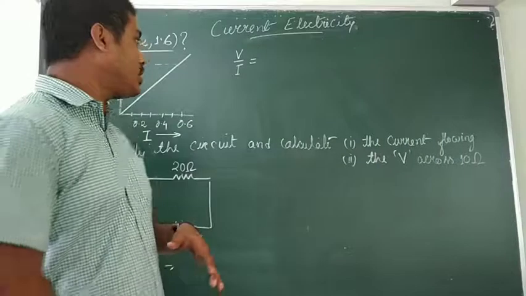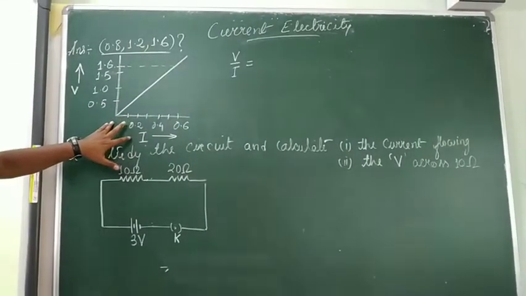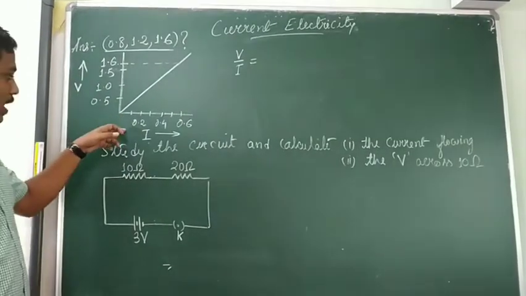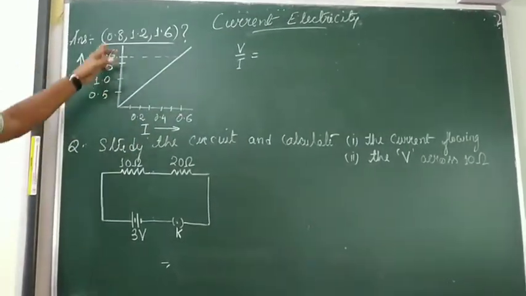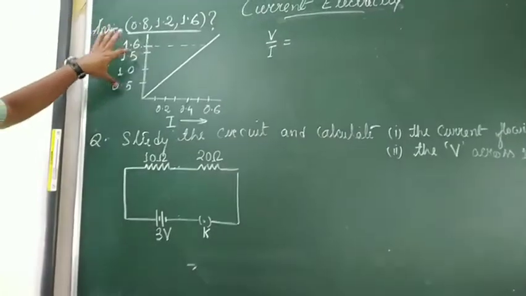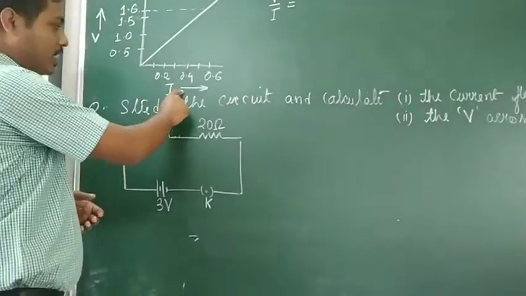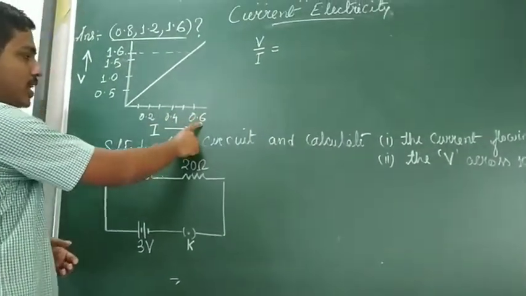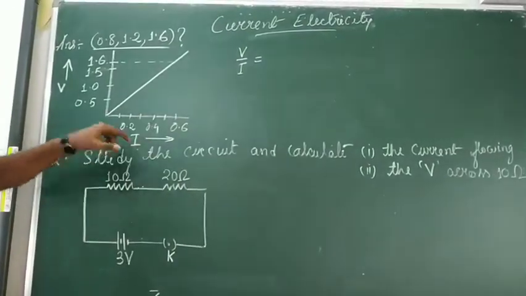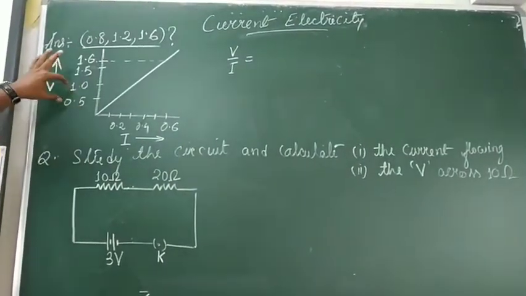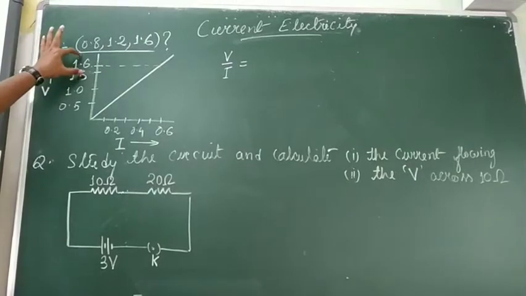The question is based on this graph. Okay, so this is one graph. This is a VI graph. So I values are given on the x-axis and V values are given on the y-axis. I values are 0.2, 0.4, 0.6, so it will be increasing at a rate of 0.2. Then if you consider the V axis, it is 0.5, 1, 1.5 and 1.6.